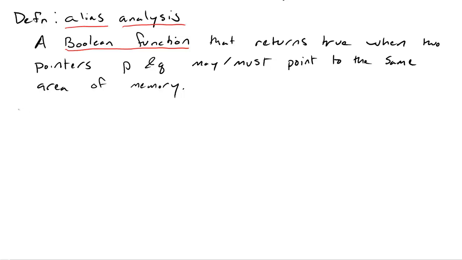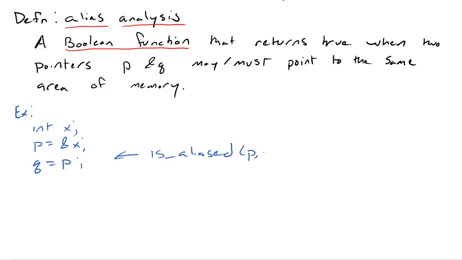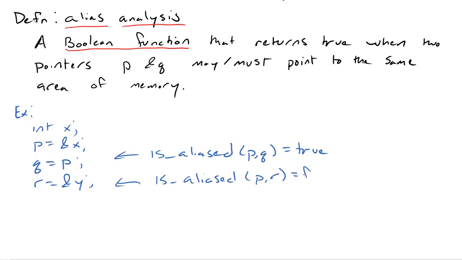So let's look at an example. In this example, we have an integer x, and then we have a pointer p equaling &x. So the ampersand here means that we take the address of x. Then we assign another pointer q to be equal to p. Now at this point, q and p are aliased. So if we have an alias analysis, we would expect is_aliased(p, q) to return true. We then take the address of some different variable y and assign that to r, and if we call is_aliased on p and r, we'd expect that to return false.